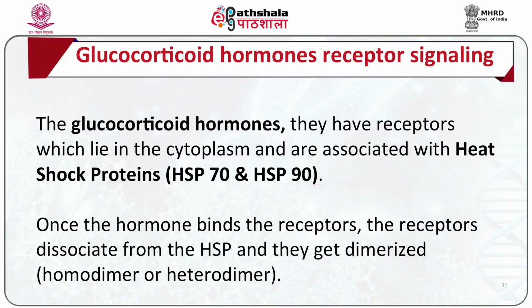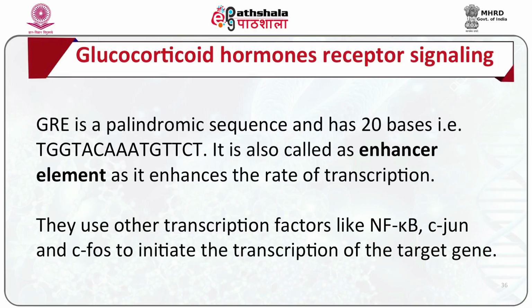After this, ligand bound receptors reach the nucleus, where the zinc fingers of their DNA binding domains fit into the cis acting element called glucocorticoid response elements or GREs in the DNA. GRE is a palindromic sequence and it has 20 bases. It is also called an enhancer element as it enhances the rate of transcription. They use other transcription factors like NF kappa B, c-Jun and c-Fos to initiate the transcription of the target gene.